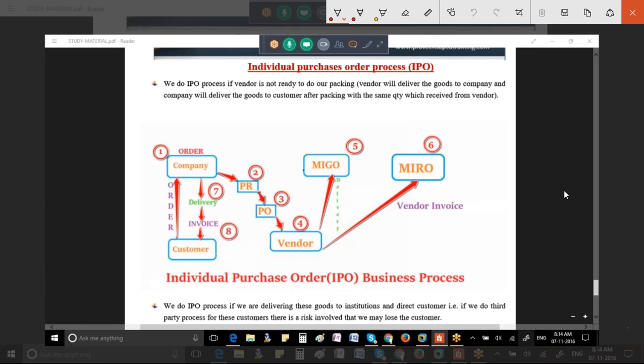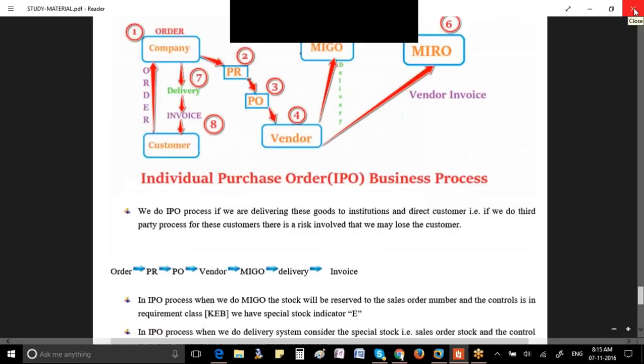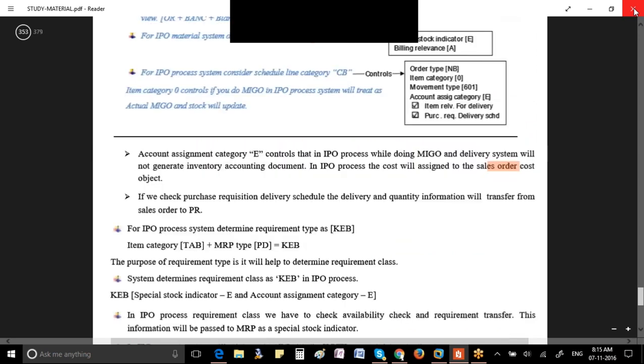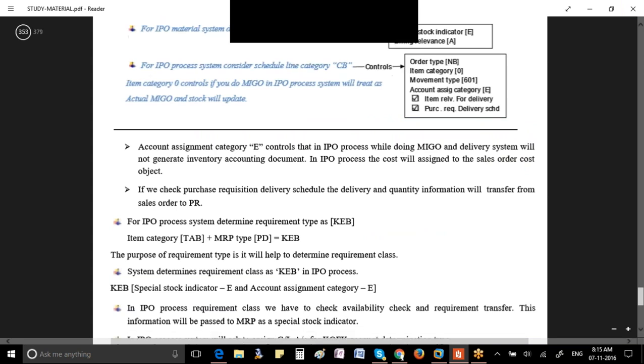So why are you procuring these goods from the vendor? Because the reason is this sales order. If this sales order is not there, these goods also will not be there, right? So the cost incurred to procure these goods is assigned to this particular sales order. So that is the reason no accounting entry document is generated. That's what account assignment category E controls. Okay. It controls that no accounting entry document is generated here.